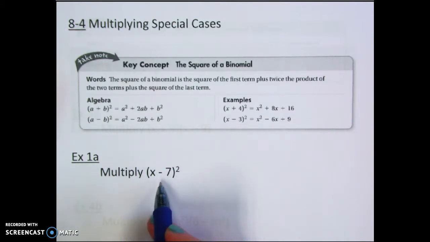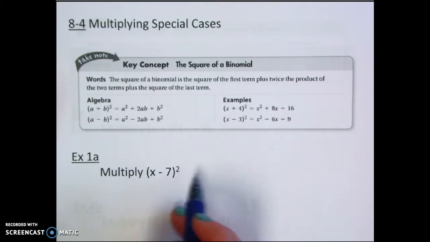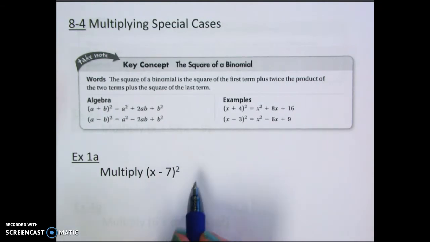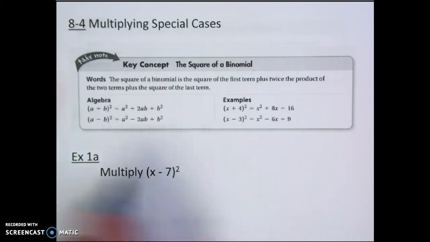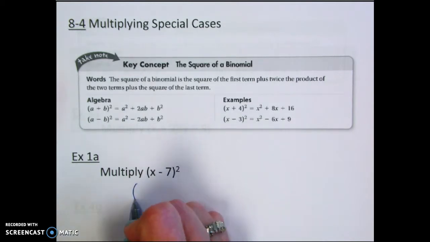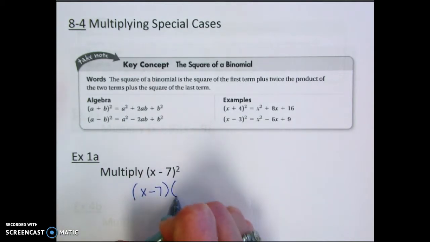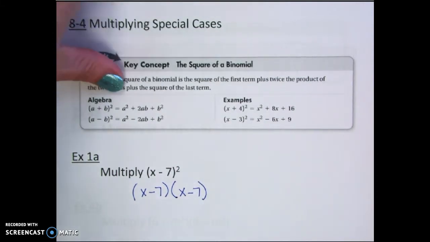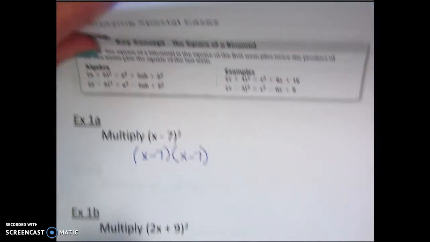This first one, x minus 7 to the second power. Here's the problem. Everybody wants to take and just square the x and square the 7, and you cannot do that. You will not get the right answer now. You will not get the right answer ever. x minus 7 to the second power means you have x minus 7 squared. So x minus 7 times x minus 7.